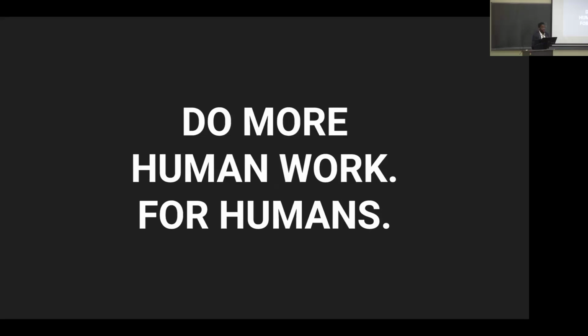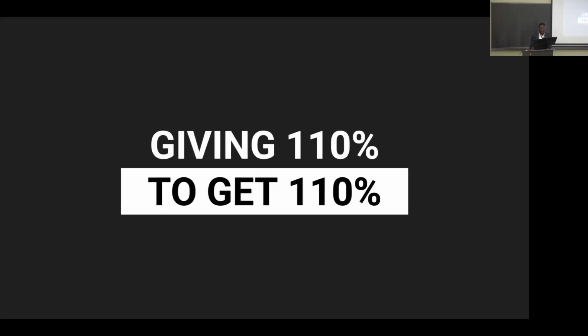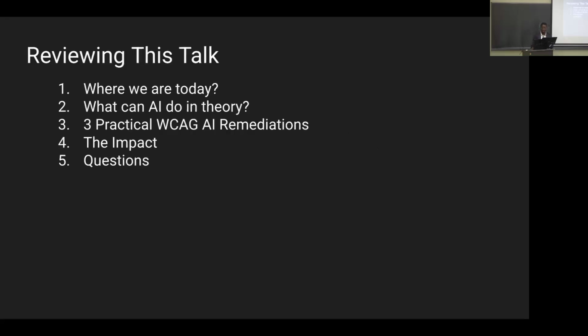And obviously, the goal of all of this is that we want to do more human work so that every human can experience technology in a better way, in an equal way, whether it's technology or course content or whatever it is. The goal really ultimately goes back to Victor Stone. When we're giving our 110%, we want to get more than 5%. We want to get 110%, right? We want to be able to build and improve faster than the rate at which the internet is growing.